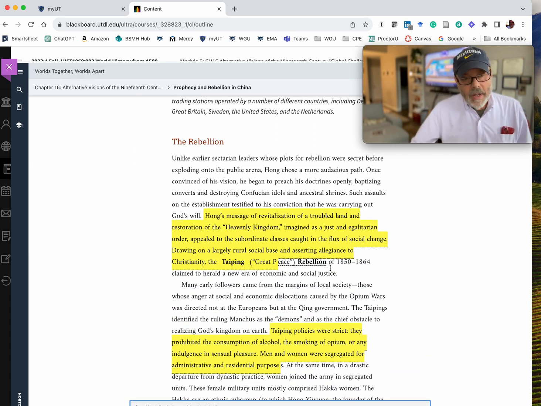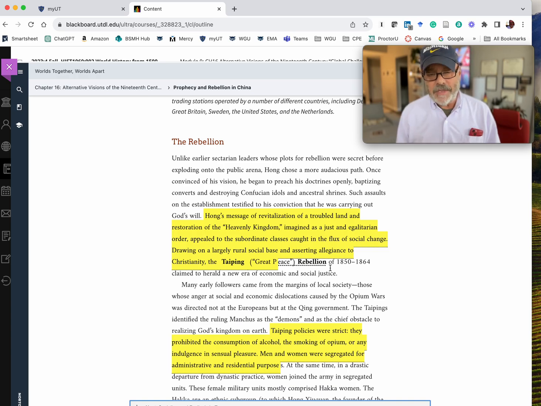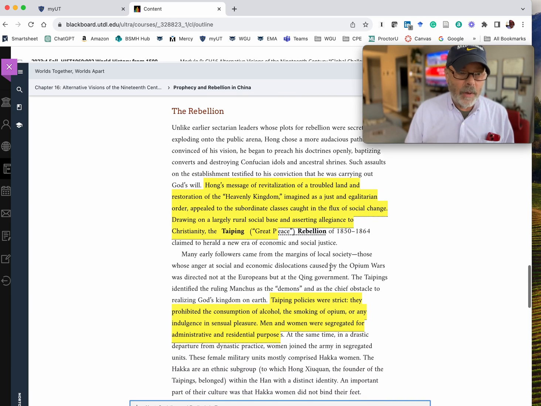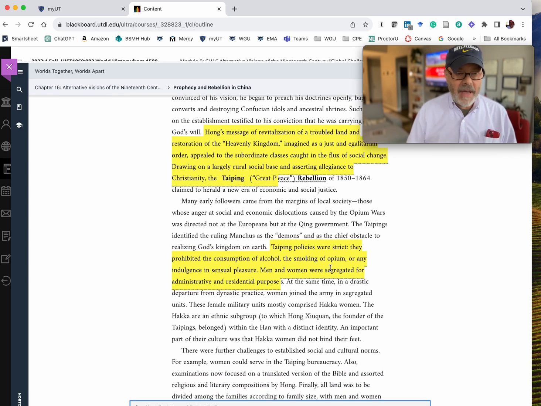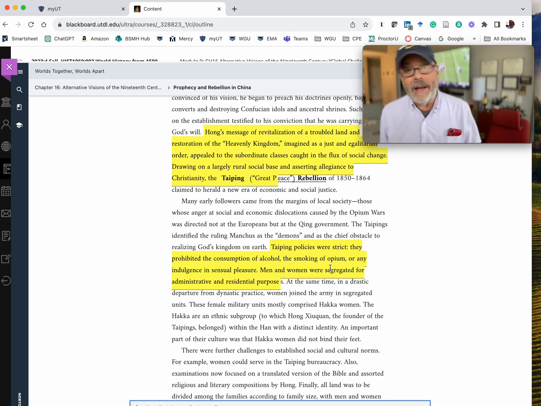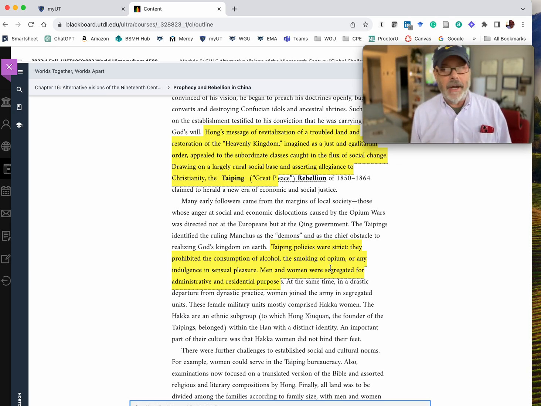Okay, so keep that in mind. This is happening around the same time as the Civil War in the U.S. And again, it's really the Taiping policies talking about this heavenly kingdom that exists, and the policies are: no consumption of alcohol, no smoking opium, which was a big problem there, and what's it say? No indulgence in any sensual pleasure. So anything fun is bad in China at this time.